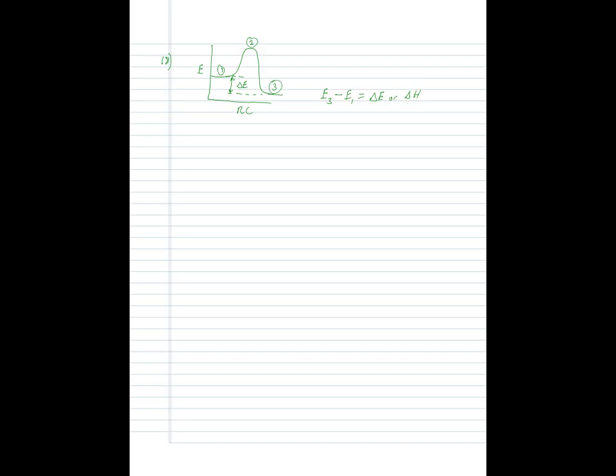How about activation energy? What would activation energy do? 2 minus 1. We had that on the clicker the other day. Good. Activation energy would be the energy at point 2 minus the energy at point 1. Okay, that distance and energy up to that highest point.